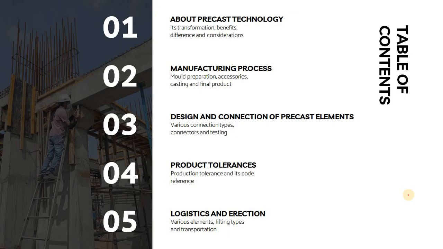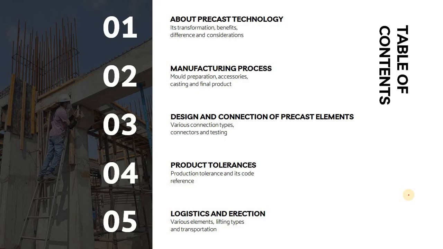So this will be our flow of the presentation. We will go through the technology: what is the precast technology and its benefits, as well as its differentiation as compared to the cast in situ construction. Second, we will go through the manufacturing process, where we will see how molds are prepared, how the accessories are fixed in the element before the production. Then we will move on to the design and connection of the precast elements, where we'll see how precast to precast or precast to cast in situ elements are connected, and also the connectors that are used.